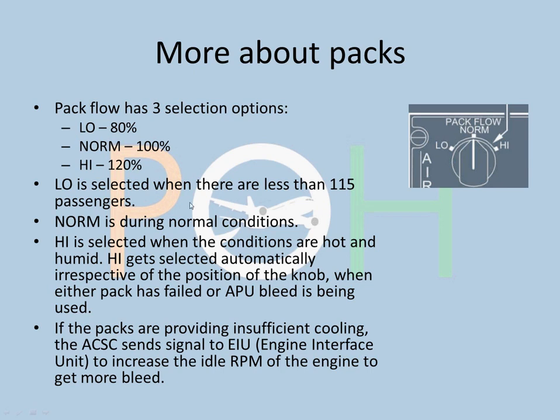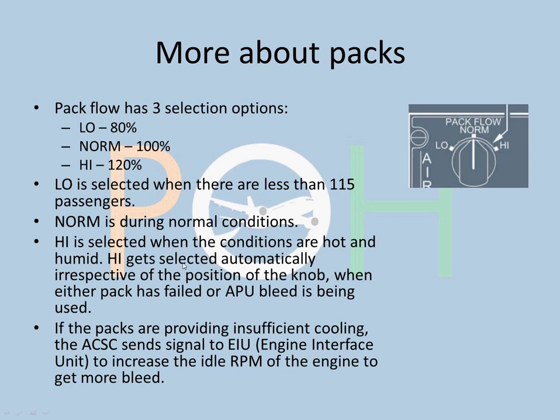Low is selected when there are fewer than 115 passengers. This is important. You do not need a lot of air conditioning, so if your passengers are fewer, you can choose a lower pack flow. Normal is for normal conditions when your load is as required. Now, the important thing is about the high. High is selected when the conditions are hot and humid. Very important, and generally asked everywhere.